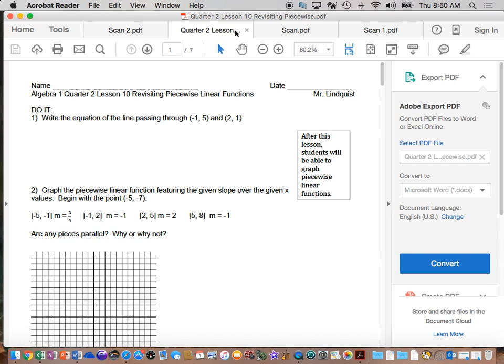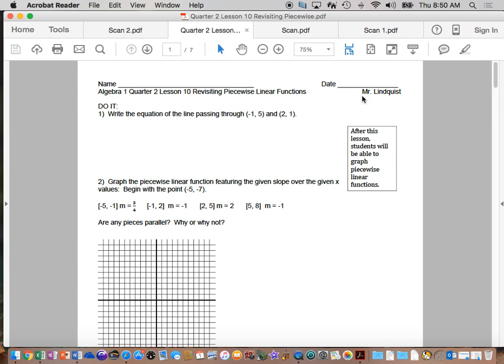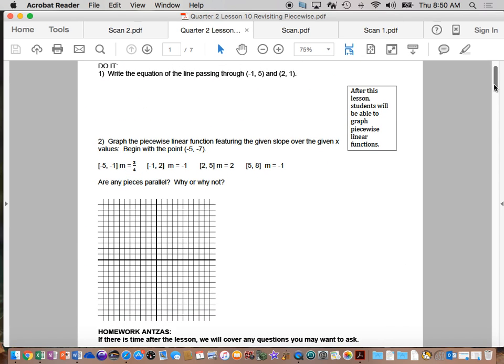Okay, let's do one very similar to what we've been doing the last couple days. Write the equation of a line passing through. What's the very first thing I need to do when I write the equation of a line passing through? And the whole class said? Find the slope. Very good.